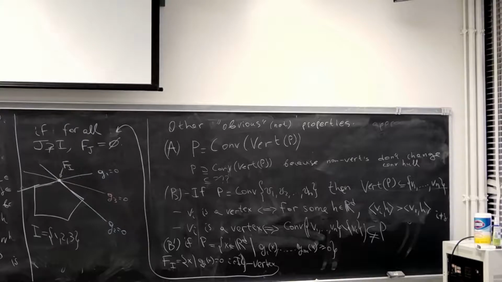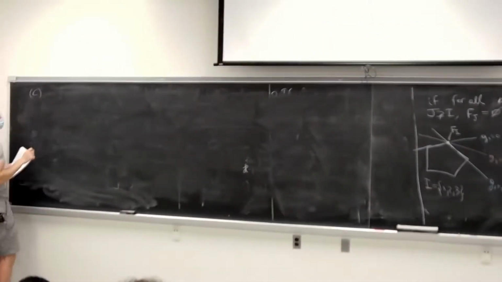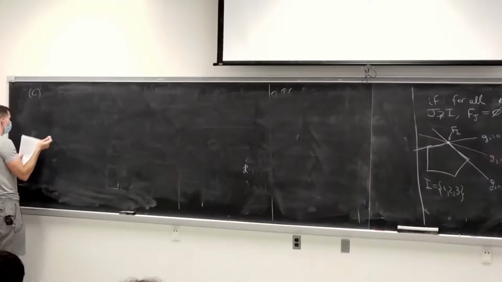Any more questions on the first A and B properties? All right, then property C. Property C is also sometimes useful for intuition.